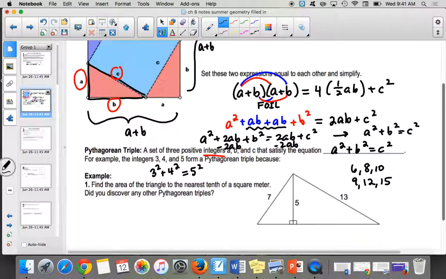We need the base and we need the height. So right now we don't know the base. So I'm going to call this x and I'm going to call this y. So first I'm going to find x by using the triangle that's on the left. So go ahead and try that along with me.